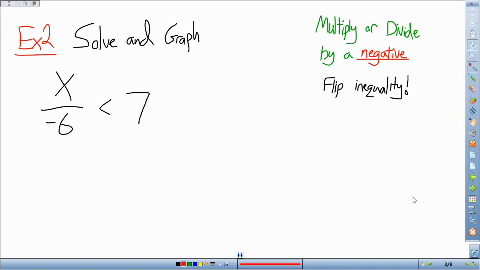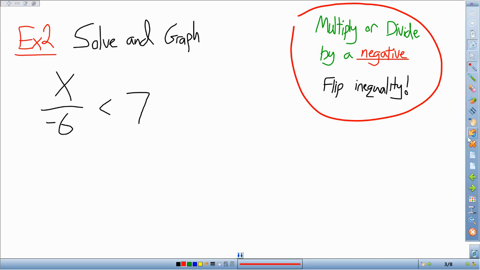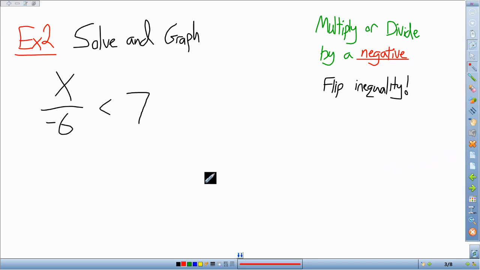All right, so on this one, same directions. Go ahead and copy this here and also get this little note off to the right. Alrighty, so I guess we'll read this first. Multiply or divide by a negative, flip inequality. I'm sure you've seen this stuff before, but yes, if you ever multiply or divide both sides of the equation by a negative number, you will flip the inequality.